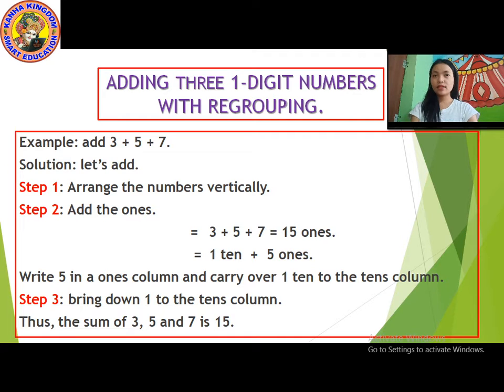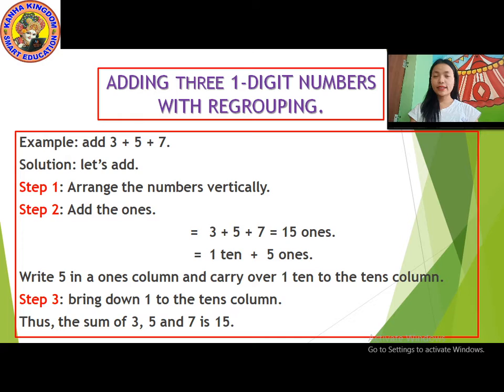That means here are three one-digit numbers. See, 3 is a one-digit number, 5 is a one-digit number, 7 is a one-digit number. So we have to add these three numbers. Okay, now the solution. Let's add. Arrange the numbers vertically. First we should arrange the numbers vertically. The first step is that.